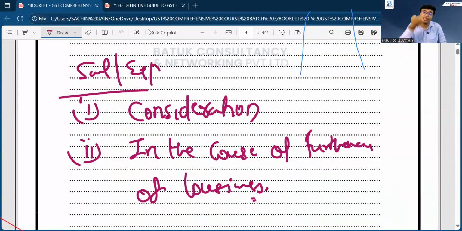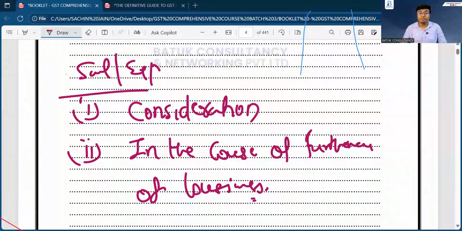Suppose a particular activity or transaction qualifies the definition of sale, but this is not in the course or furtherance of business. Suppose I am providing training classes, and I have taken the GST registration, and in my personal use at my home there is certain scrap newspaper, so I have sold that scrap. That covers the definition of sale, but I am not doing it in the course or furtherance of business, so no GST applicable, because the same will not be covered under the definition of supply. So the first step which we have to follow.